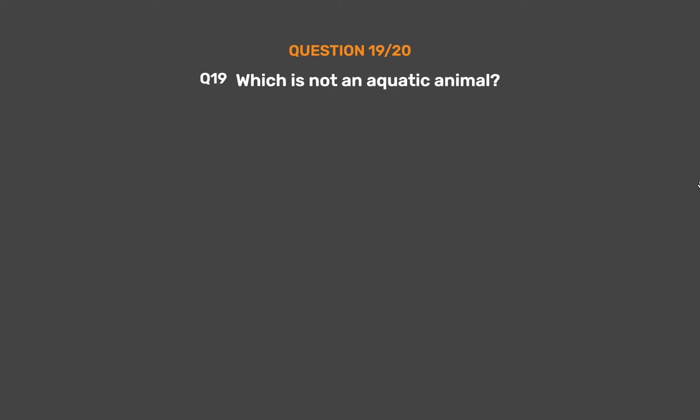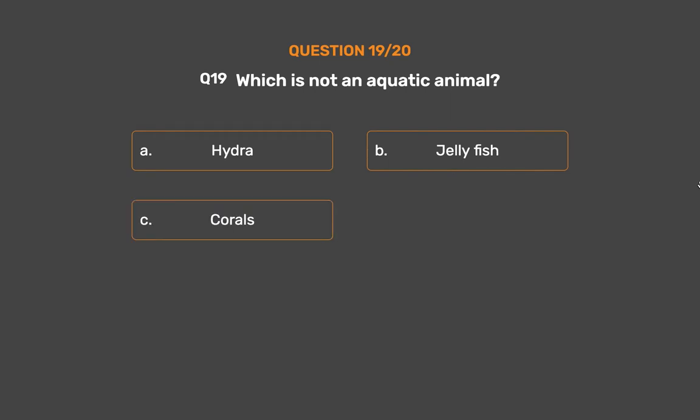Question number 19. Which is not an aquatic animal? Option A. Hydra. Option B. Jellyfish. Option C. Corals. Option D. Filaria. The correct answer is Option D.